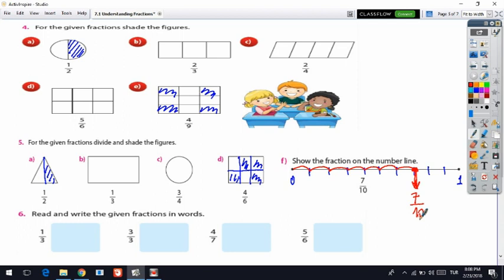Okay, so now question 6. Read and write the given fractions in words. So we just read and we write. What fraction is that? How can you read this one? 1 over 3. Easy, right? Okay, now let's continue to solve the next page.